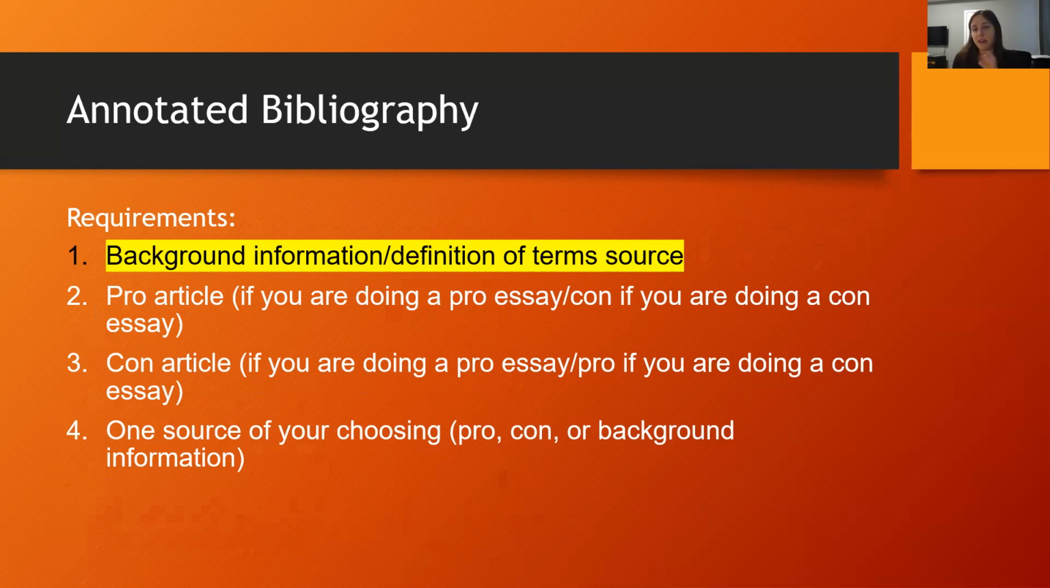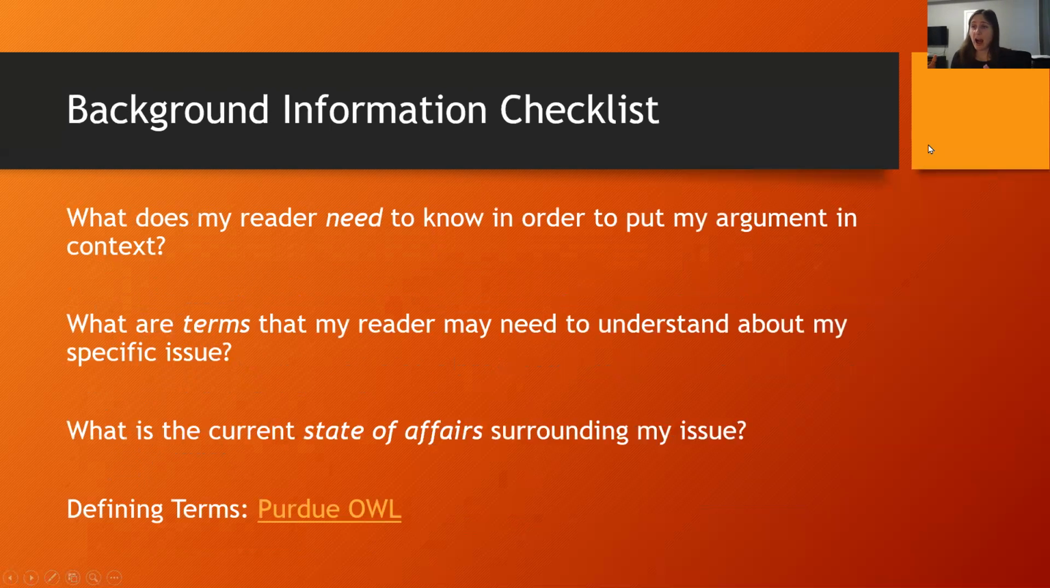And then finally, I give you a source of your choosing as the last one. It could be an article that agrees with your argument, that disagrees, whatever it may be, or you can find out some more background information to incorporate into your essay. Now, what do I mean by background information or the definition of terms? How does that fit into your essay and your introduction? I have created a list of questions in order to help guide you towards implementing background information into your essay.